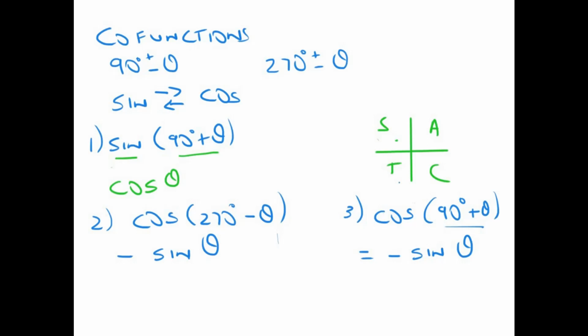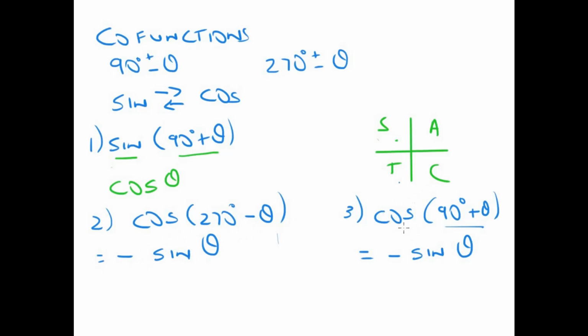Okay, let's look at another one. Cos of 270 minus theta. Which quadrant is that in? Where's 270 minus theta? It's in the third quadrant. And in the third quadrant, cos is negative. However, cos becomes the cofunction because it says 270 minus, and therefore it will be minus sine theta.